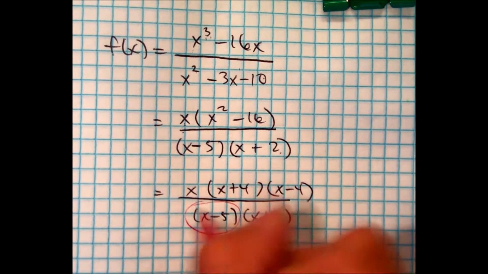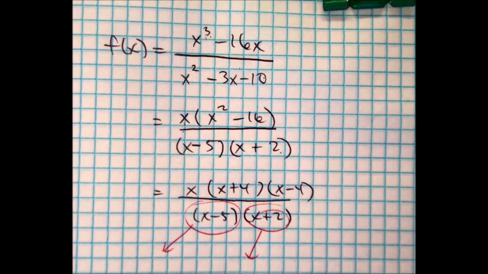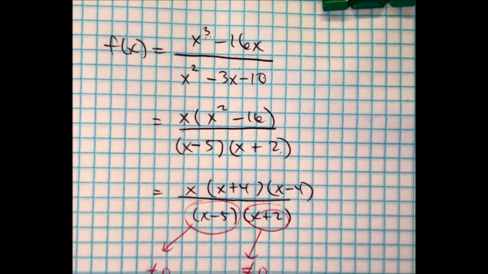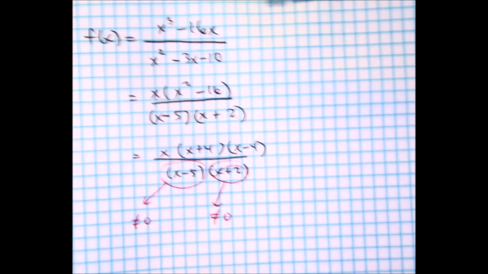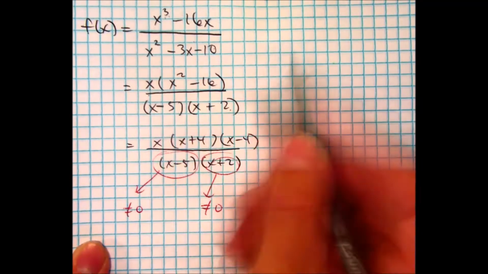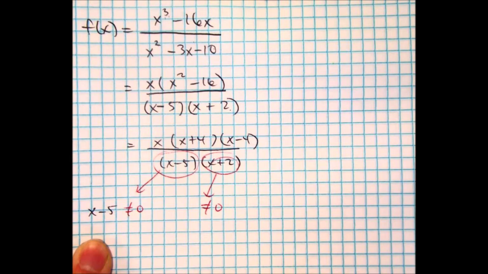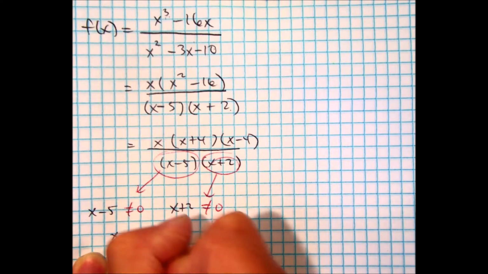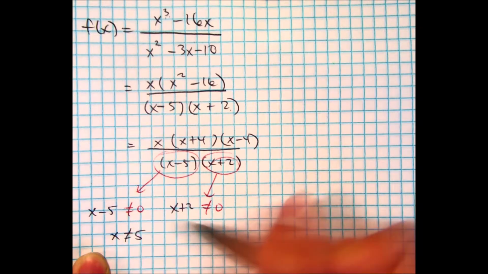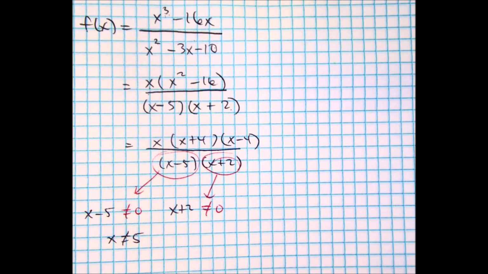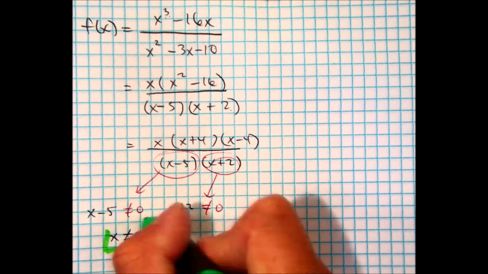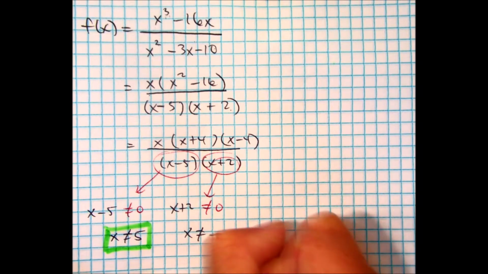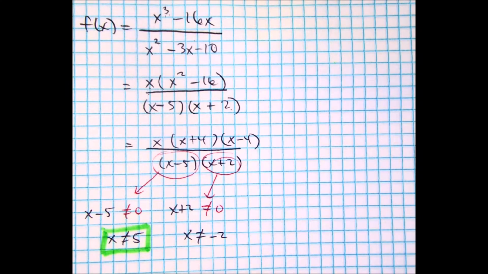Now I'm just going to set those not equal to 0. So you're recognizing that you need factoring as a strong skill. X minus 5 is not equal to 0. X plus 2 is not equal to 0. And then when you solve that, you'll get x is not equal to 5, and you get x is not equal to negative 2. Raise your hand if you got that.